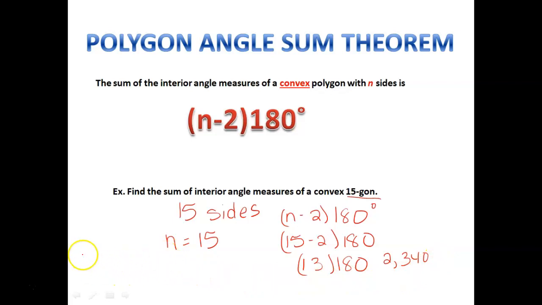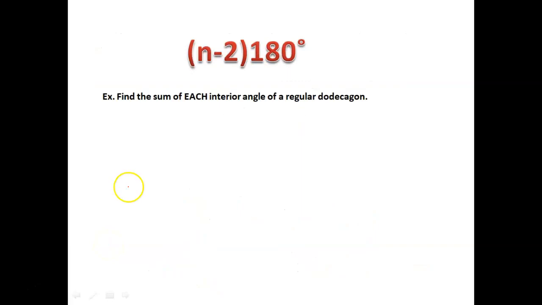So the sum of interior angles of a 15-sided convex polygon is 2,340 degrees. So all 15 angles of that figure would add up to 2,340 degrees. All right.